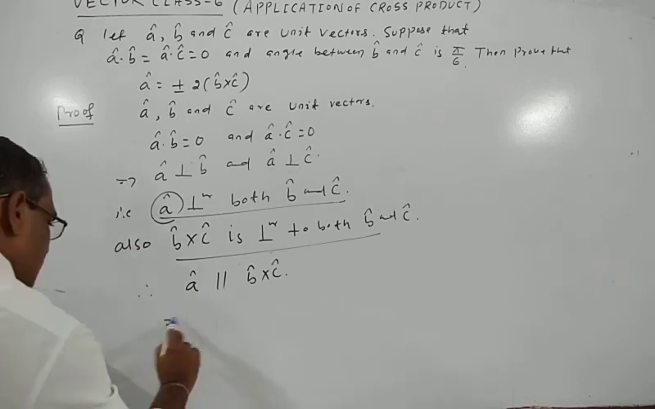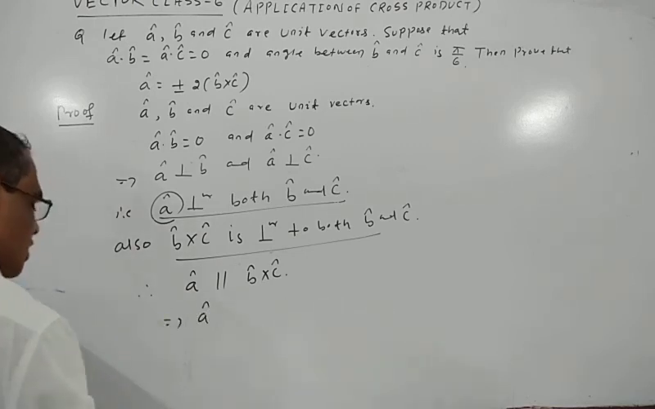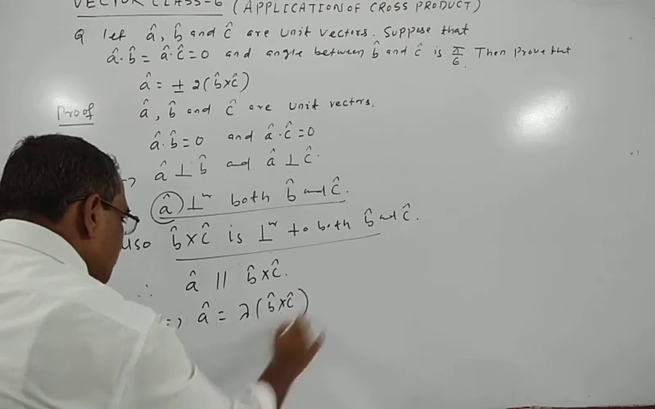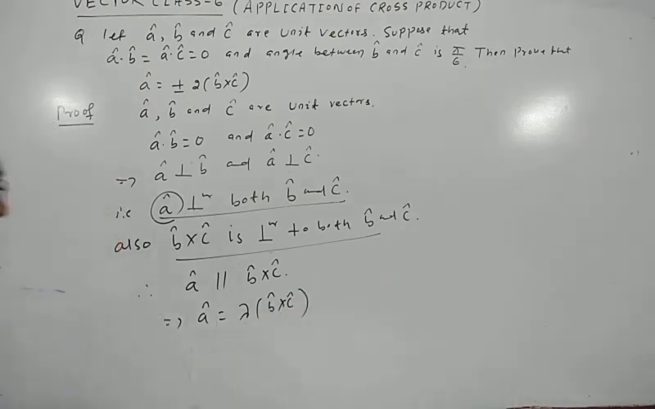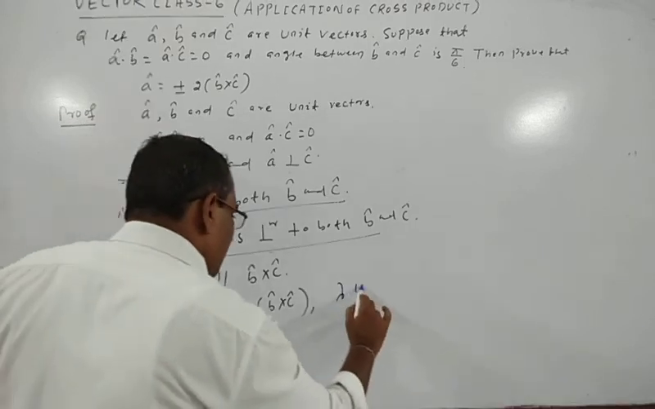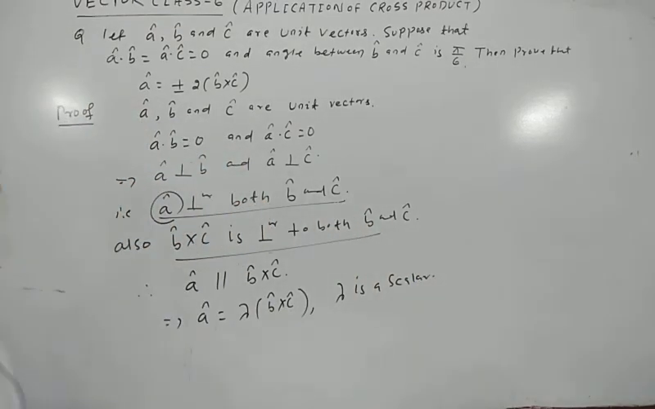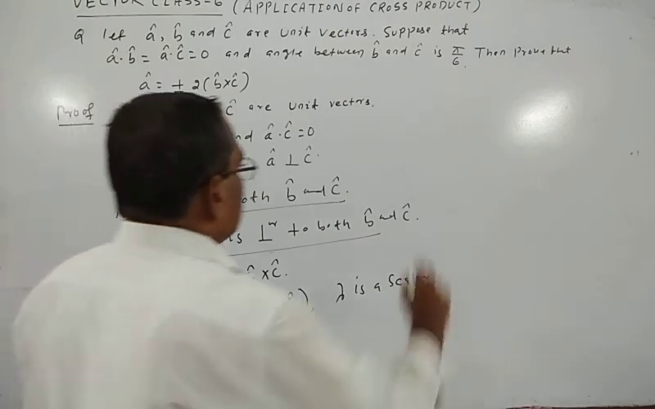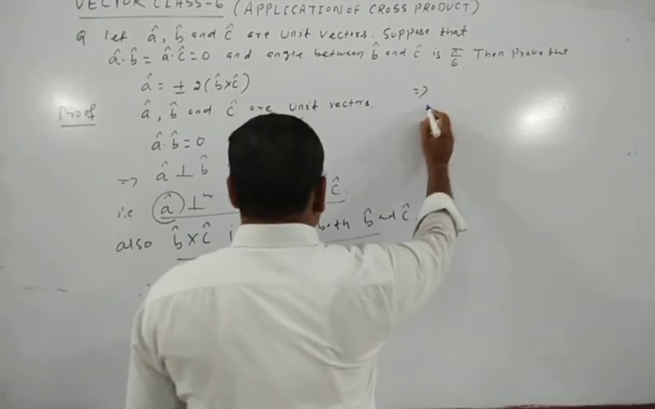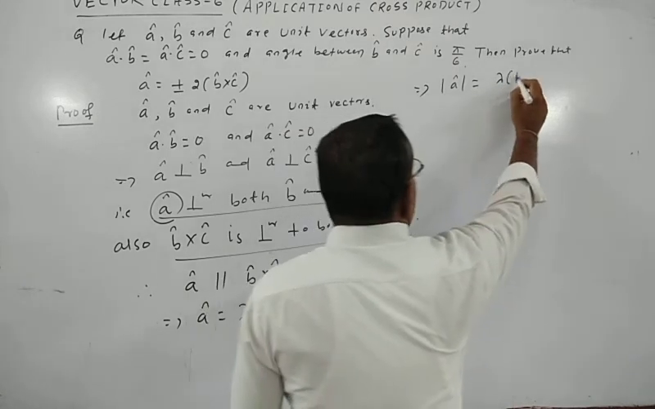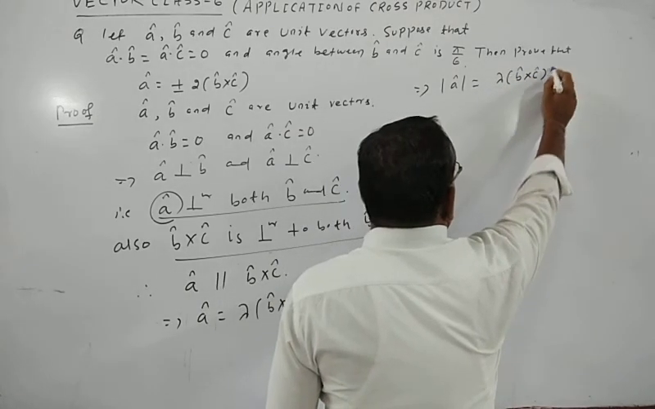That parallel means A cap is equal to lambda into B cap cross C cap, where lambda is a scalar. Because two vectors are parallel means one vector is a scalar multiple of the other. That implies, taking magnitude on both sides, A cap magnitude is equal to lambda into B cap cross C cap magnitude.